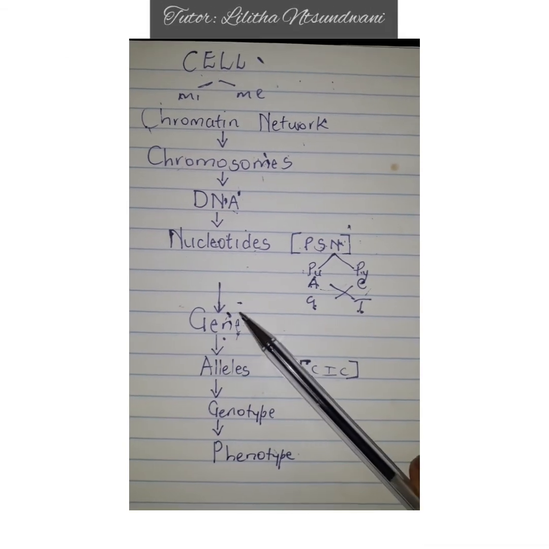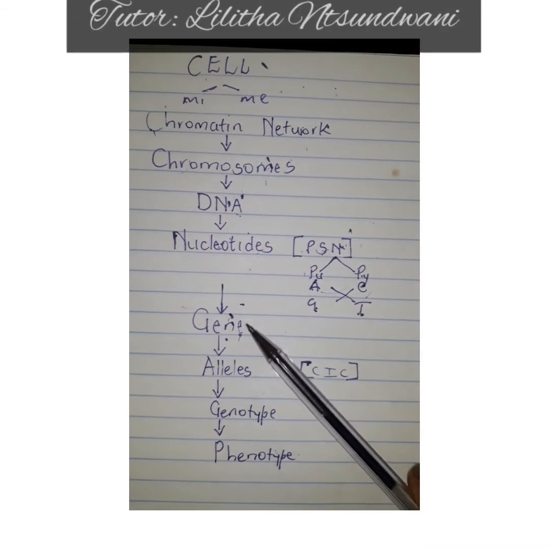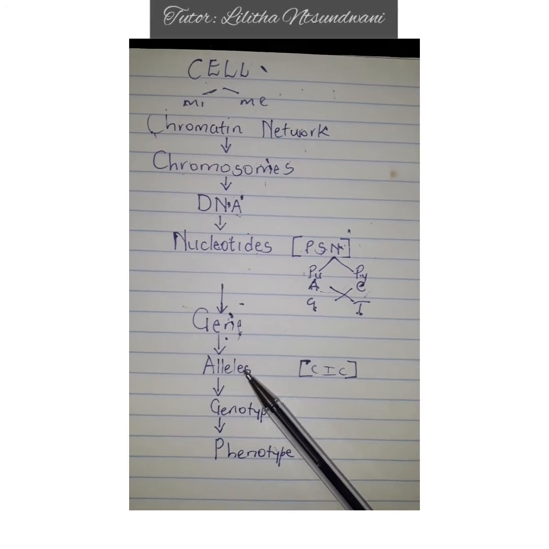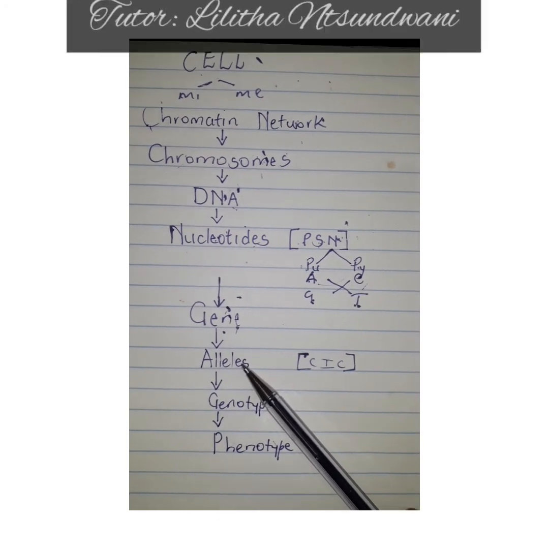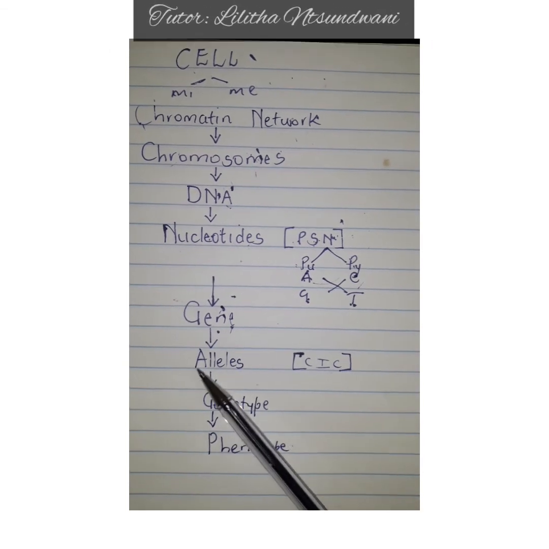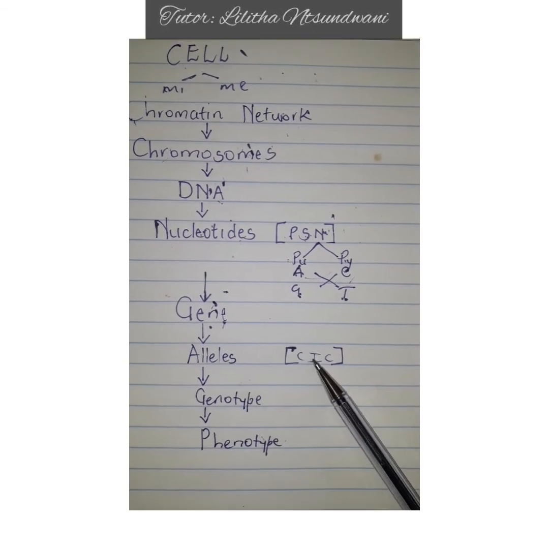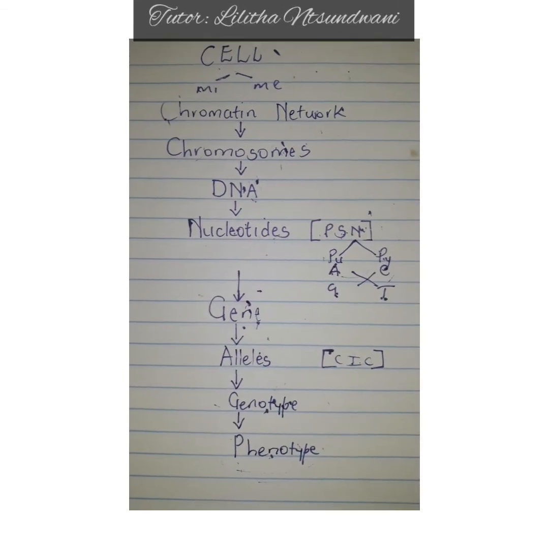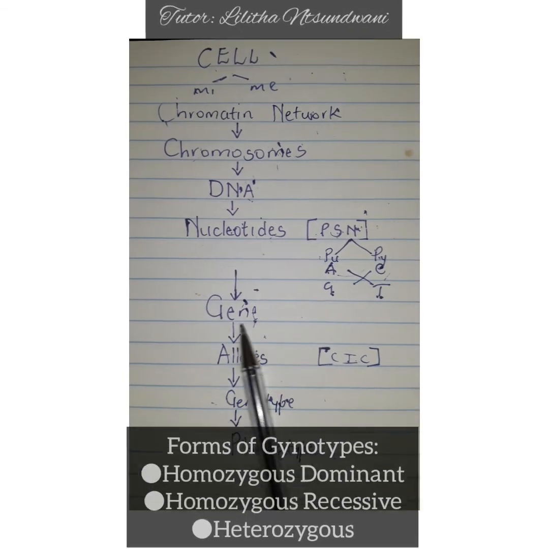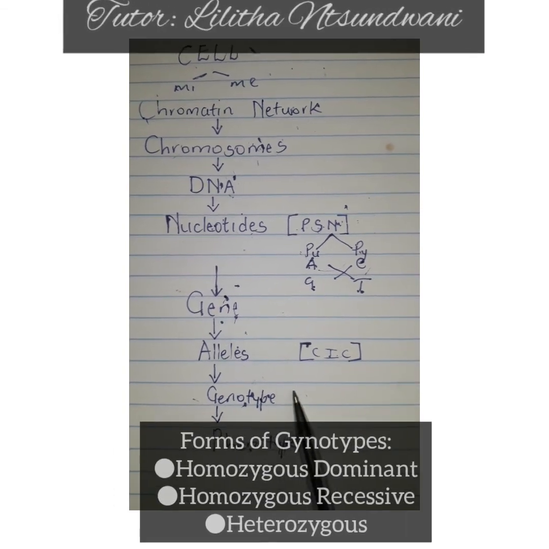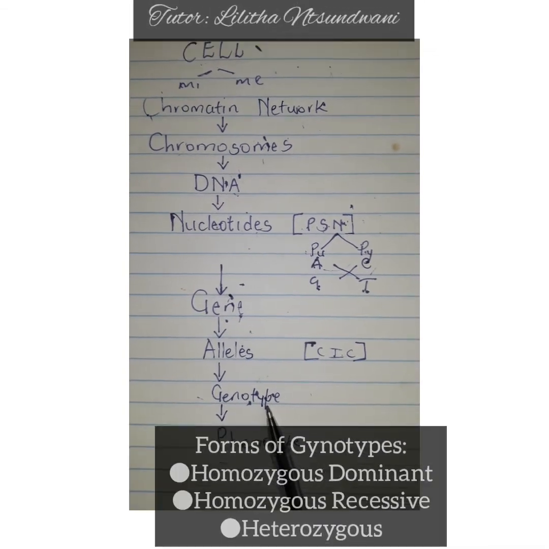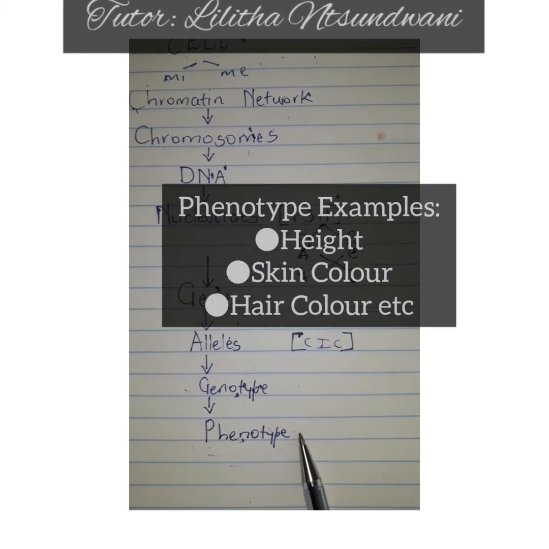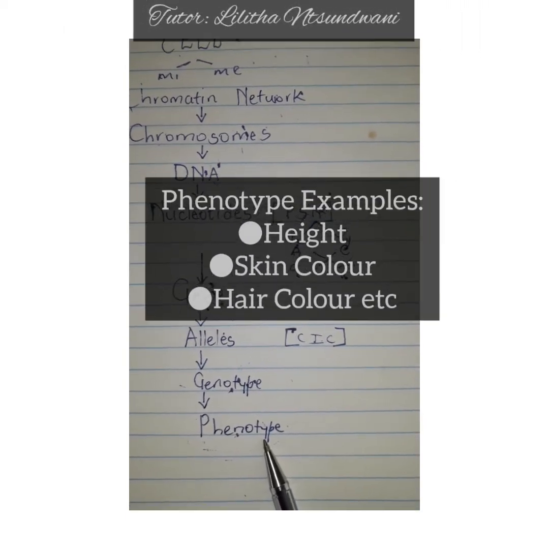For example, for a gene of height, we'll find two alternate forms of alleles, one for tallness and one for shortness. And the distribution of these alleles can be in three ways, which are complete dominance, incomplete dominance, and codominance. It is now these alleles that determine the genetic composition of an individual, which is the genotype. And this genotype determines the external appearance of an individual, which is the phenotype.